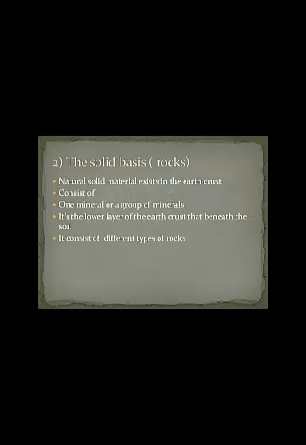The solid bases, or we can say the rocks. As we said, the Earth crust consists of the soil and the solid bases. Soil is the superficial layer. The solid bases are a natural solid material existing in the Earth crust. It consists of one mineral or a group of minerals. The solid bases, or rocks, are the lower layer of the Earth crust beneath the soil, which consists of different types of rocks.